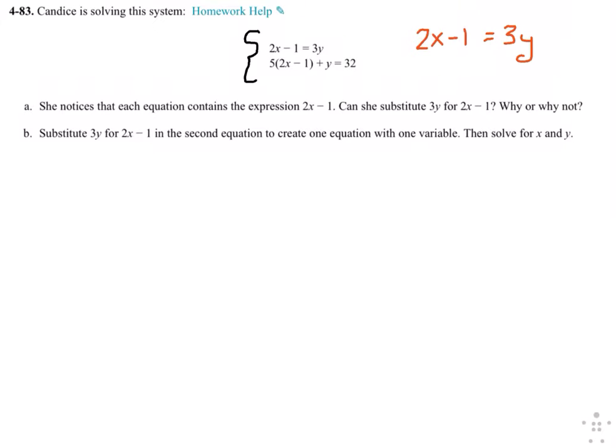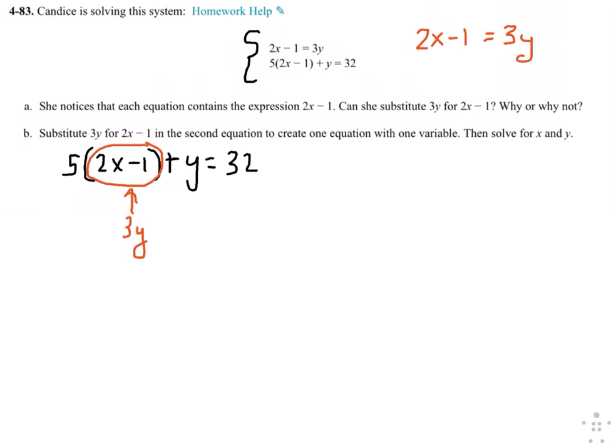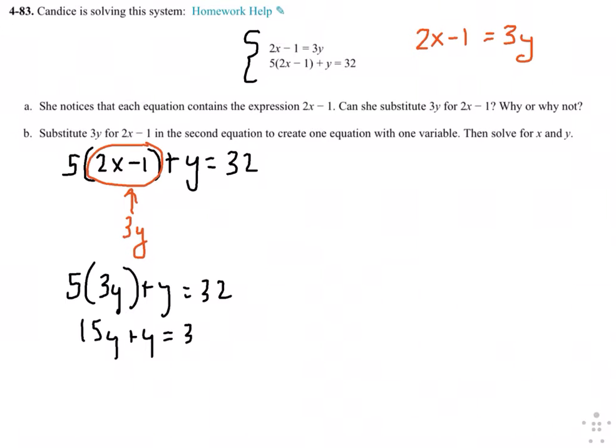Okay, for B, it says substitute 3y for 2x minus 1. So let's do that. So we're going to take this bottom equation, 5 times 2x minus 1 plus y equals 32. And we're going to substitute for this. We're going to put a 3y in there, right? Okay, so let's see what we got. We got 5 times 3y plus y equals 32. 15y plus y equals 32. 16y equals 32. So y equals 2.